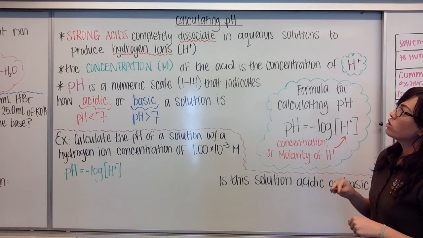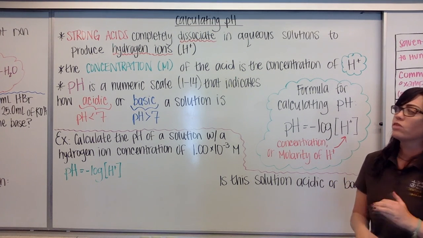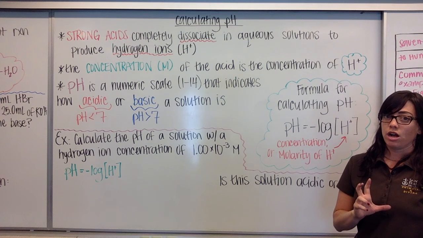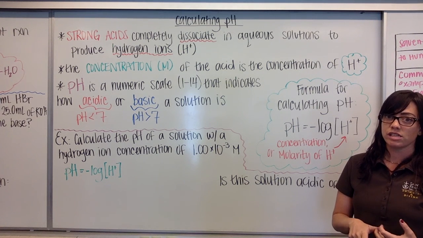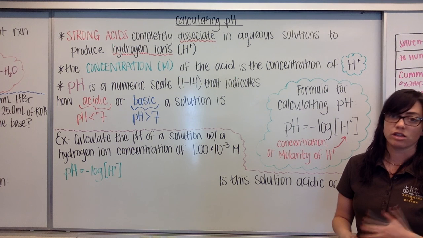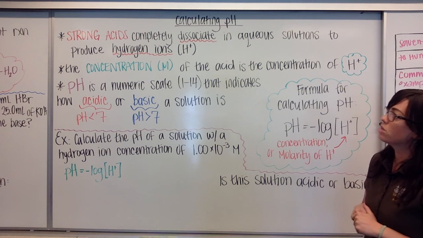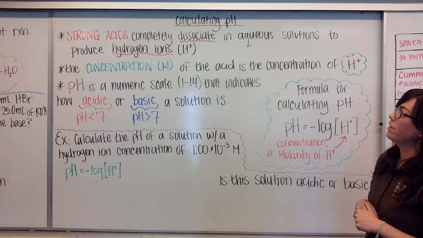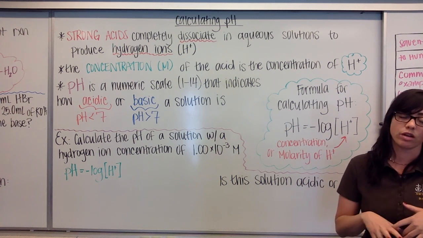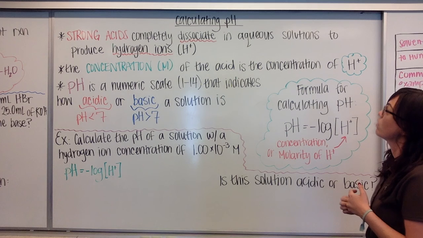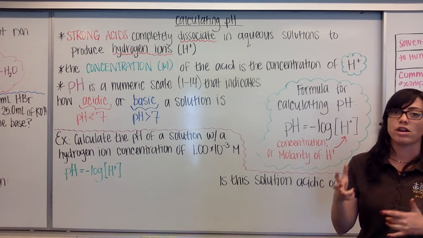So usually when we're calculating pH, we have to find out what the concentration of hydrogen ions is, and the concentration of hydrogen ions is just the molarity of hydrogen ions. And you just need to be aware that strong acids are going to completely dissociate in aqueous solutions to produce those hydrogen ions.